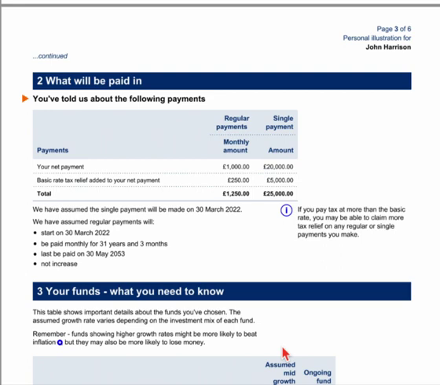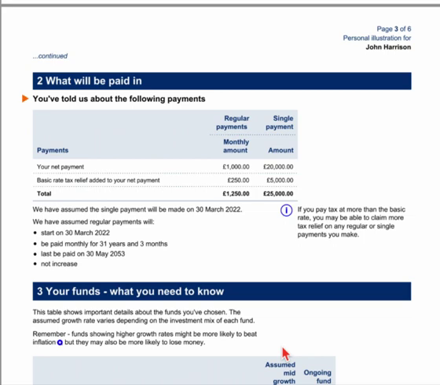So there would be £1,250 going in on a monthly basis, but you would only be paying £1,000. And the same with the single premium, you would pay £20,000. Std Life would claim the tax relief, which would be another £5,000. So there would be £25,000 going in. So on a monthly basis, there would be £1,250, and the single premium would be £25,000. Again, there are some assumptions that have been made, and this is that the plan will start now.